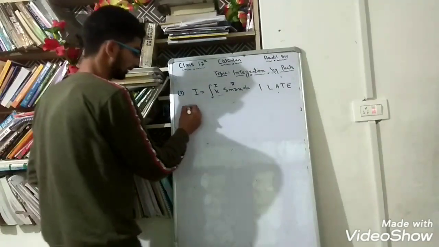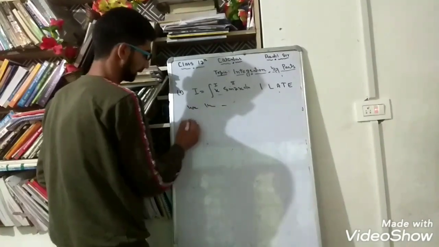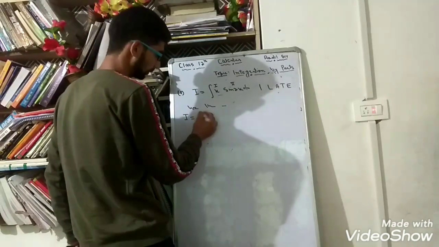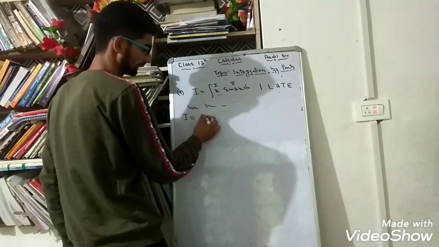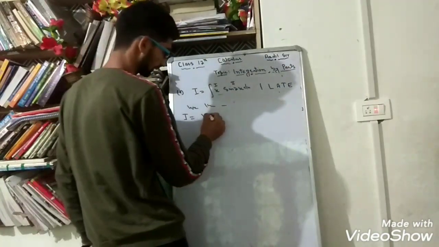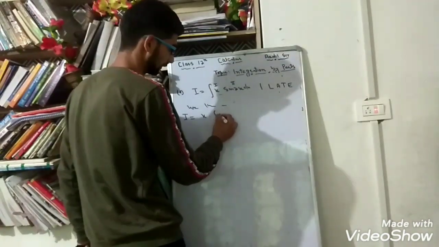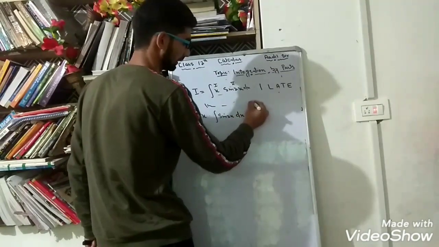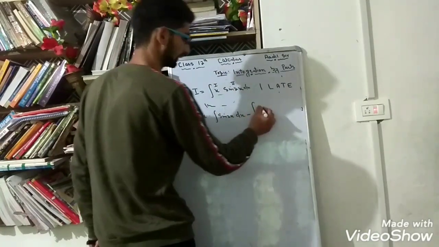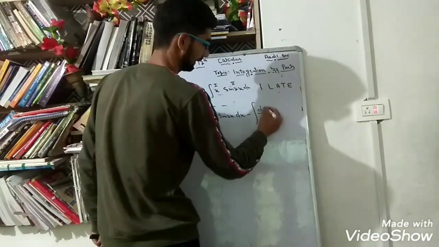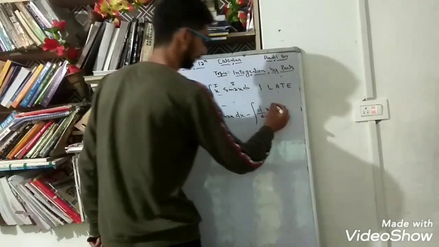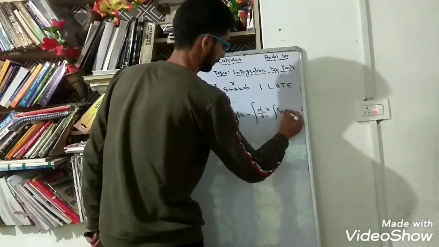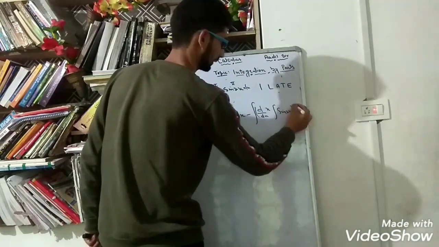We know, beta, that I is equal to, what? First function, that is x, and then integral of the second function, that is sine 2x dx, minus integral of derivative of first function, that is d by dx of x, and then we have integral of the second function, that is sine 2x, and dx.